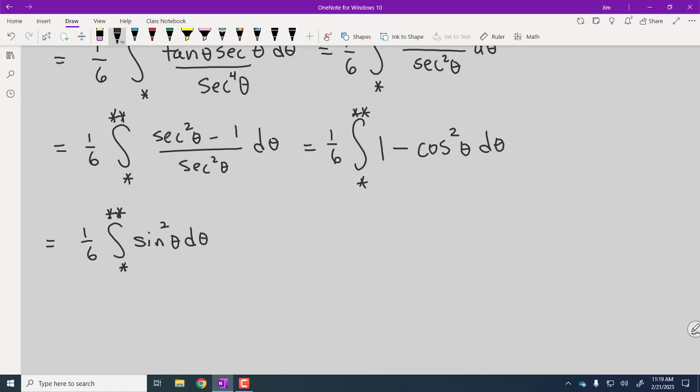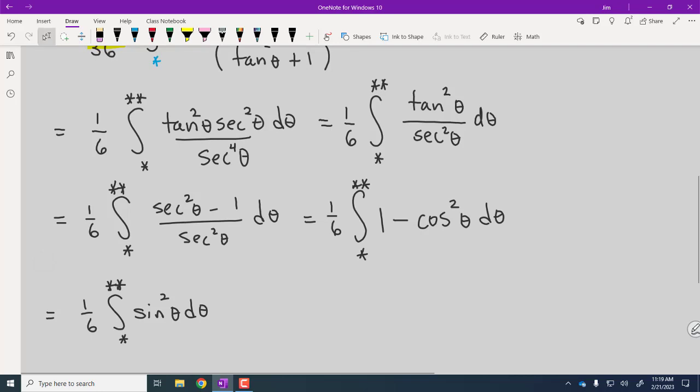And how do we integrate sine squared? Power reduction. Would it work if you did back up where you have tangent squared over secant squared? What I did is I converted that to sines and cosines. Yeah, absolutely. And then I got sines. Yep, exactly. That will work perfectly well also.